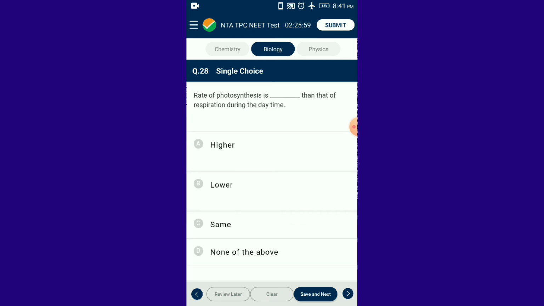Question number 28. The rate of photosynthesis is dash than that of respiration during the daytime. The rate of photosynthesis is higher than that of respiration during the daytime. The answer is option A, higher. In plants containing chlorophyll, both photosynthesis and respiration occur. In bright light, photosynthesis is the dominant process. That means plants produce more food than they use during respiration. At night or negligible light, photosynthesis almost completely ceases and respiration is the dominant process.